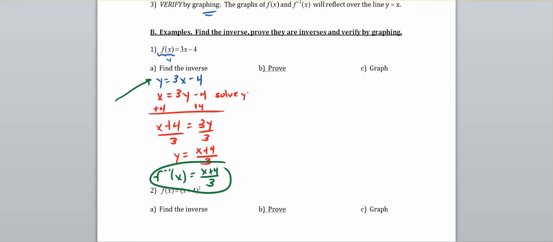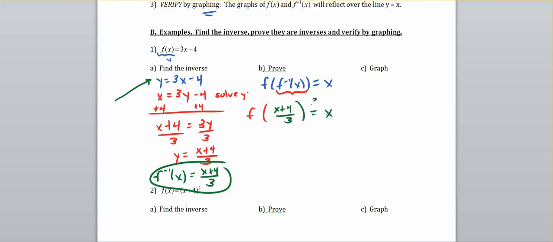Now to prove it, I have to do the composition of functions of f of f inverse of x, and that must be equal to x. If it's not equal to x, then those are not inverses of one another. It seems confusing, but it's really not bad. When we do composition of functions, we work from inside out. So the inside says f inverse of x. In place of f inverse of x, I'm going to put in what I had in green, what I solved for the inverse: x plus 4 over 3. I'm still wondering if this is equal to x.